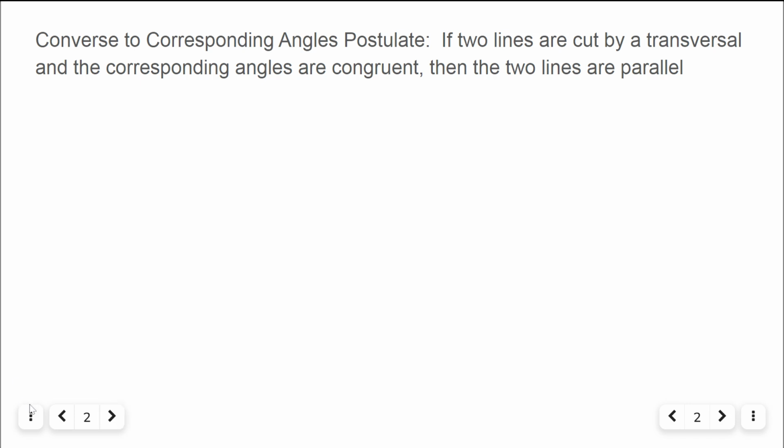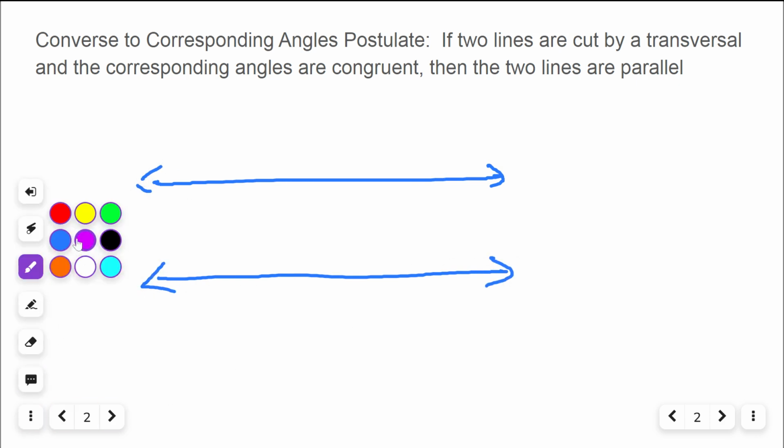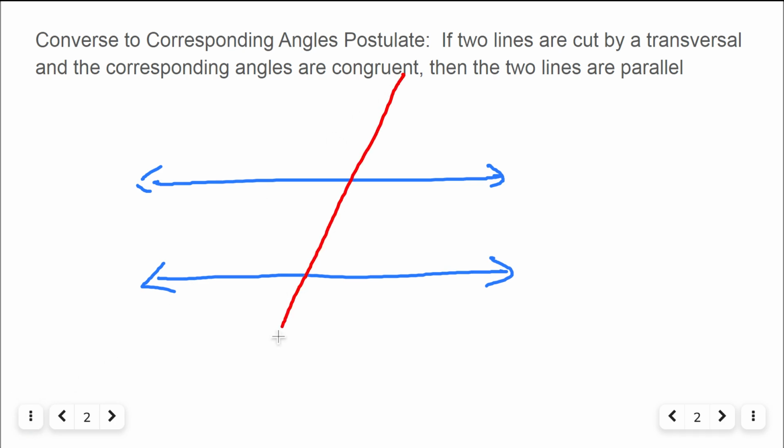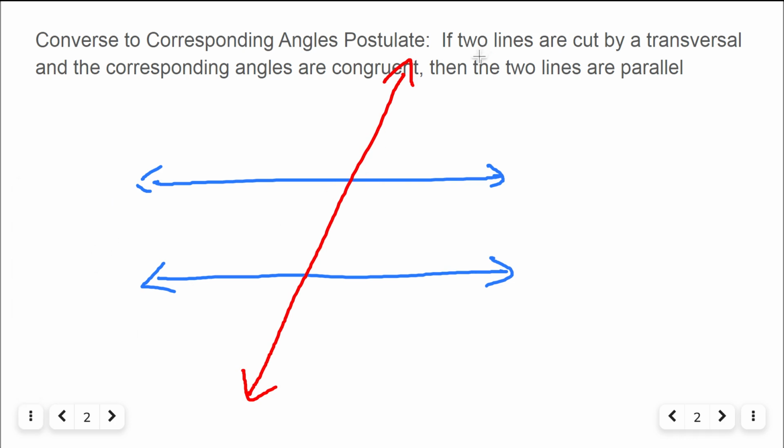So let's take a look. Here's the idea behind this. I'm going to have my two lines again, the converse to corresponding angles postulate. So here's the deal. I have two lines. There they are. And I have my transversal. There it is. It makes those 8 angles that we know so well now. Okay, so here's how this works. Let's call this line L. Let's call this line M.